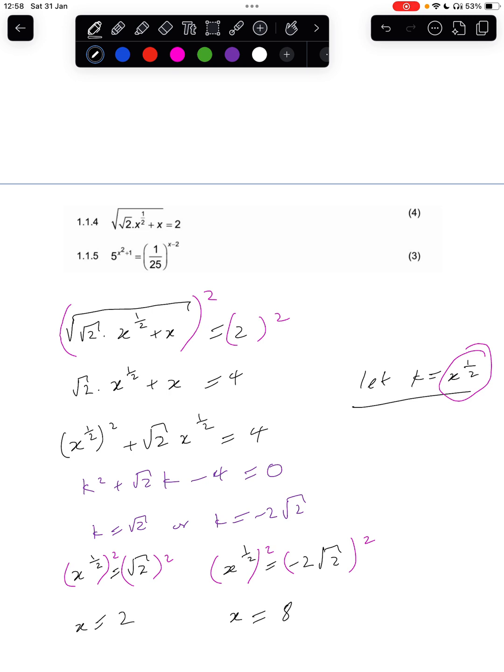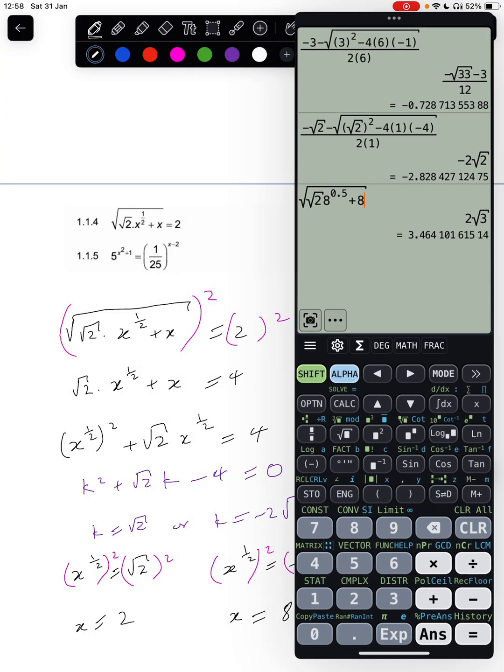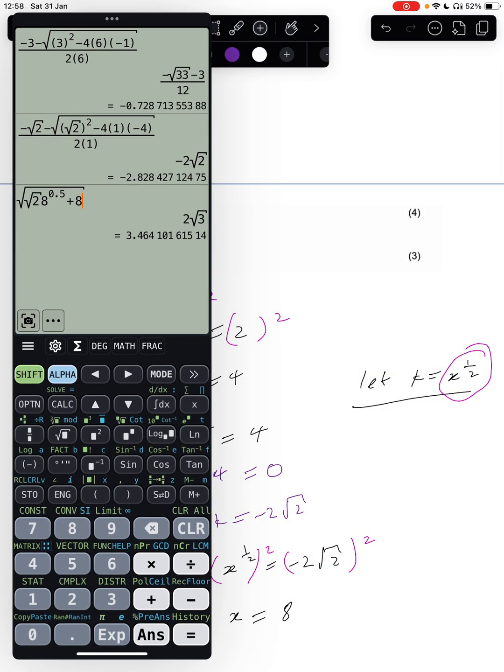And then let us just test these values from the original question to see if everything is good. 2 to the power of 0.5 plus 2, that's correct. The other one is 8. So we put 8 here, and then we put 8 here. So the other one is not a solution. So we'll cross it out like that.